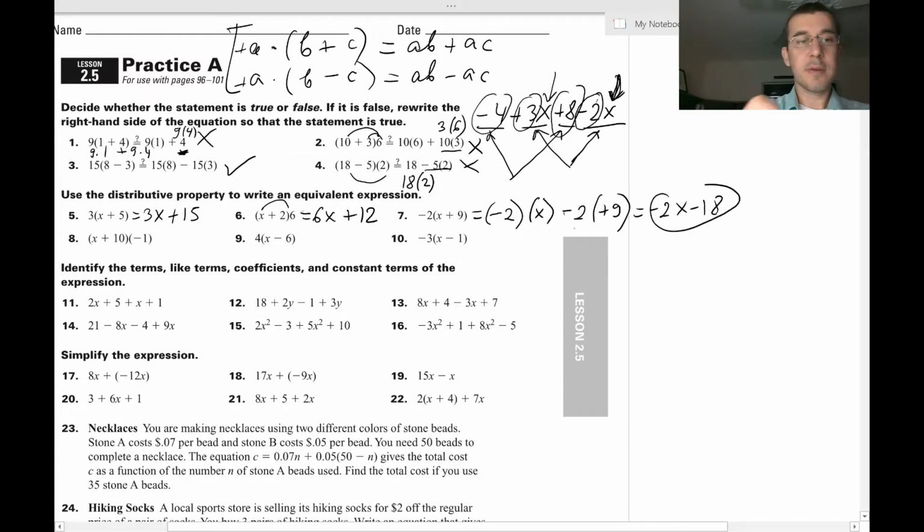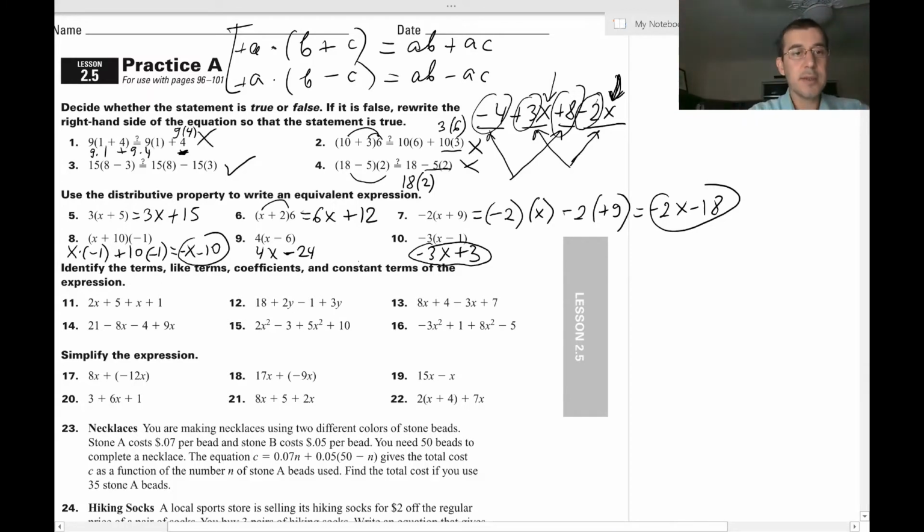Okay. 8, let's spell this out again. So we have x times minus 1 plus 10 times minus 1, or this is minus x and minus 10. Okay. Number 9, we have 4x minus 24. For 10, we have minus 3x and plus 3. Why plus 3? Because minus 3 times minus 1, we have two real numbers with the same signs. The product is positive. Minus 3x plus 3 is the answer.